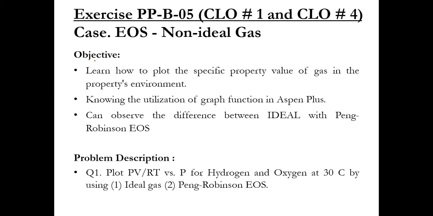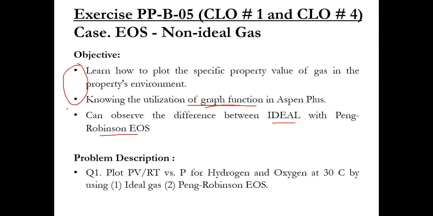There are 3 objectives of this simulation. Number 1: learn how to plot the specific property value of gas in the properties environment. Number 2: know the utilization of the graph function in Aspen Plus. And number 3: observe the difference between ideal and Peng-Robinson equation of state.